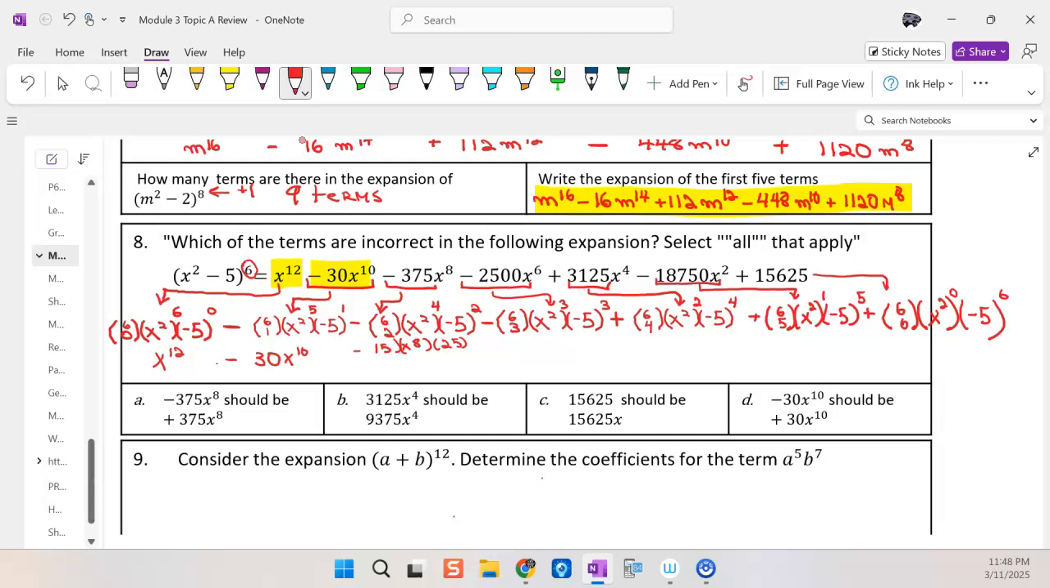Okay, so I am going to multiply those. Let's see, 25 times 15. 375 x to the 8th, and that should be a positive. Okay, so that's the first mistake that we found. And this should be positive 375 x to the 8th.